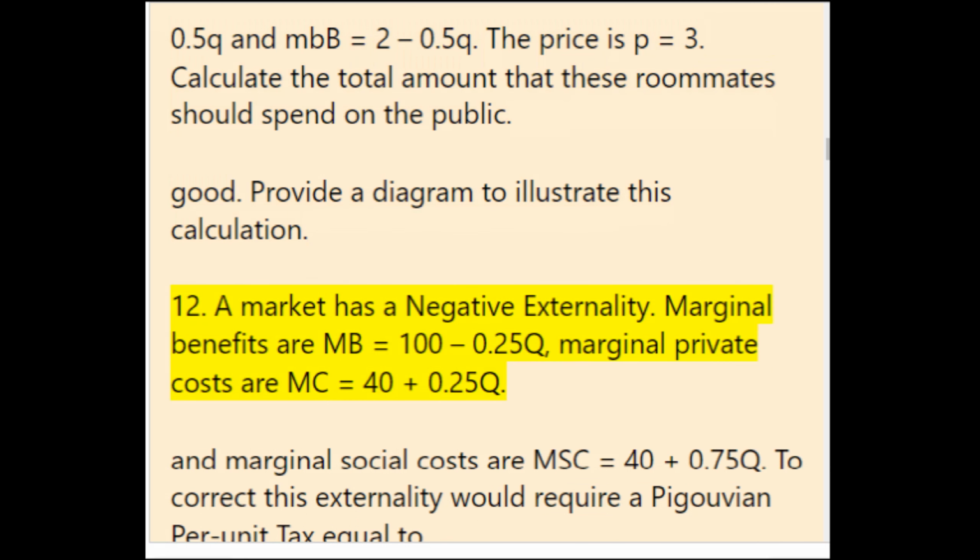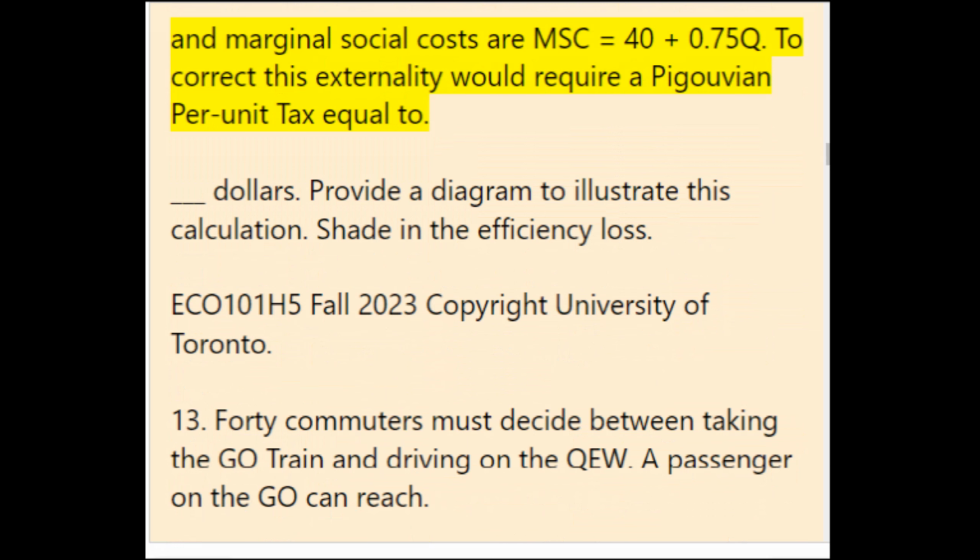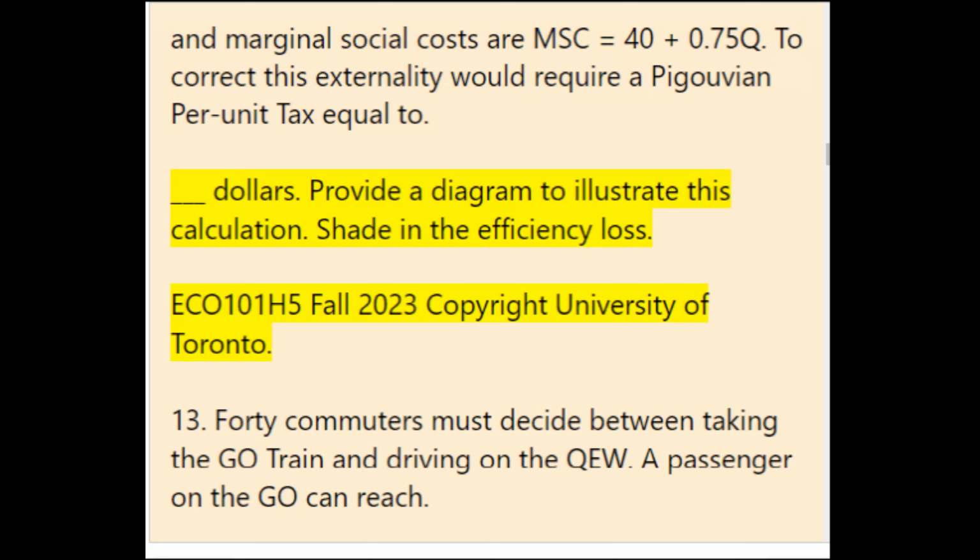12. A market has a negative externality. Marginal benefits are MB equals 100 minus 0.25Q, marginal private costs are MC equals 40 plus 0.25Q, and marginal social costs are MSC equals 40 plus 0.75Q. To correct this externality would require a Pigouvian per unit tax equal to blank. Provide a diagram to illustrate this calculation. Shade in the efficiency loss.